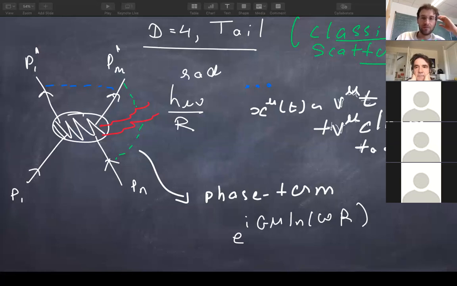Yes, a bit. Thanks. A question about that. If you have log terms, then you necessarily have conformal anomalies, right?